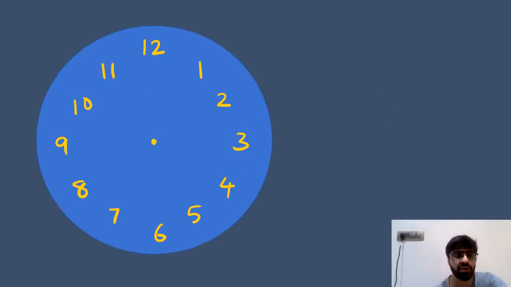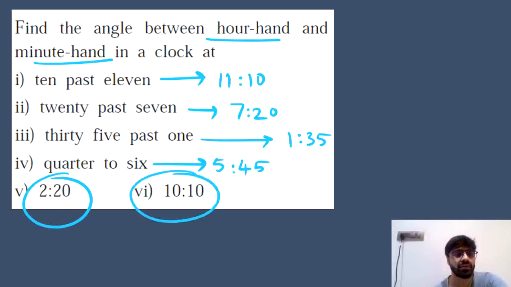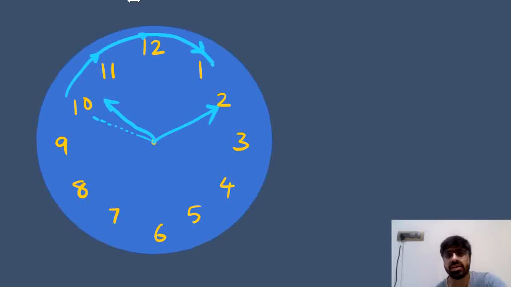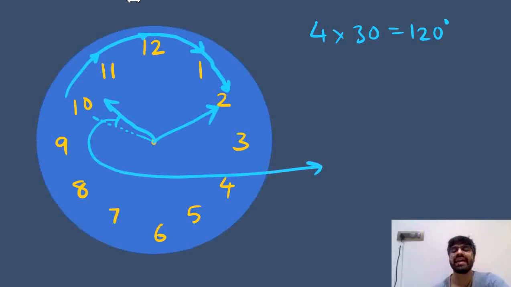And finally, the last example, 10:10. So the minute hand pointing exactly at 2, the hour hand somewhere between 10 and 11. The entire angle from 10 up to 2 would mean a total of 4 parts, and that is why the entire angle would be 120 degrees. So that's 4 into 30, which is 120 degrees. And this tiny angle out here, that tiny angle would be what?